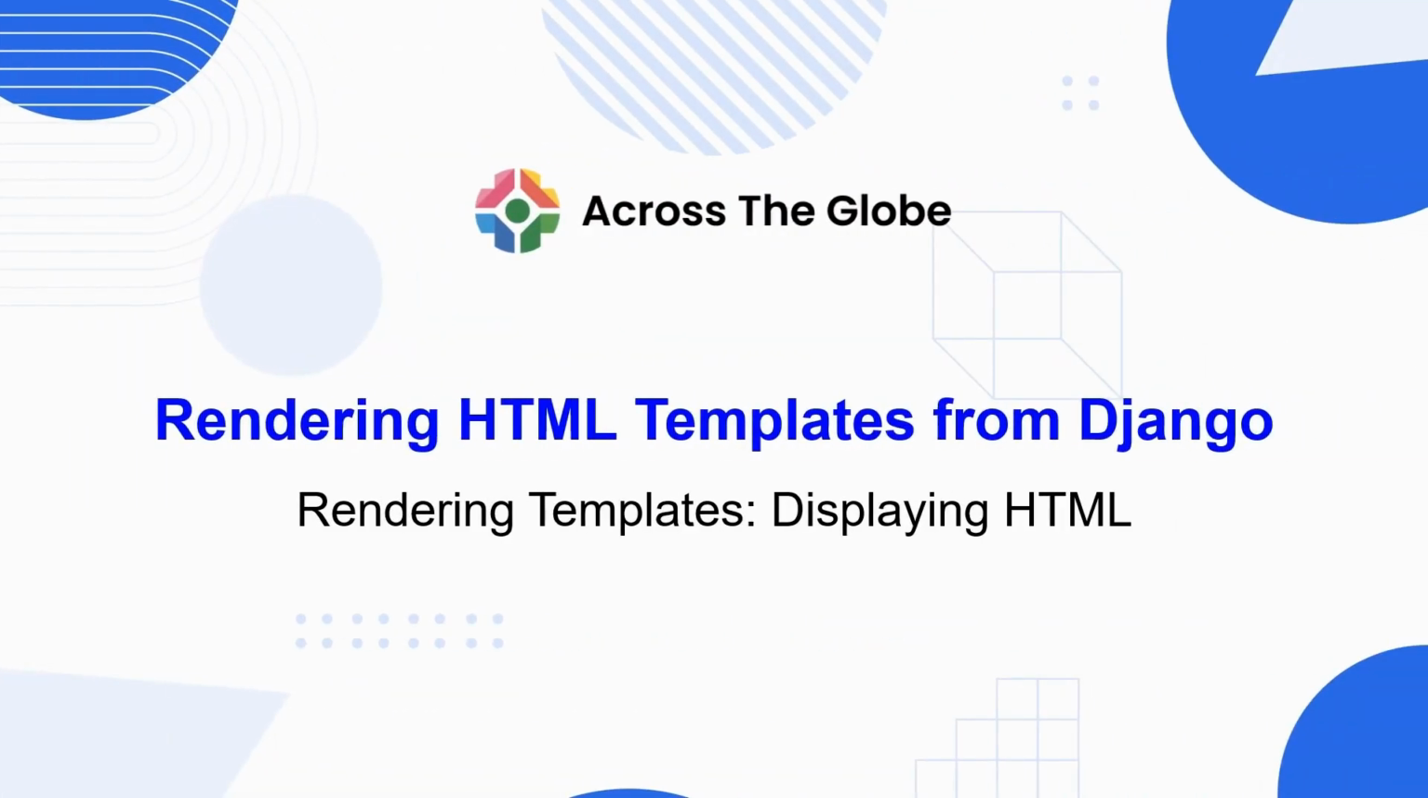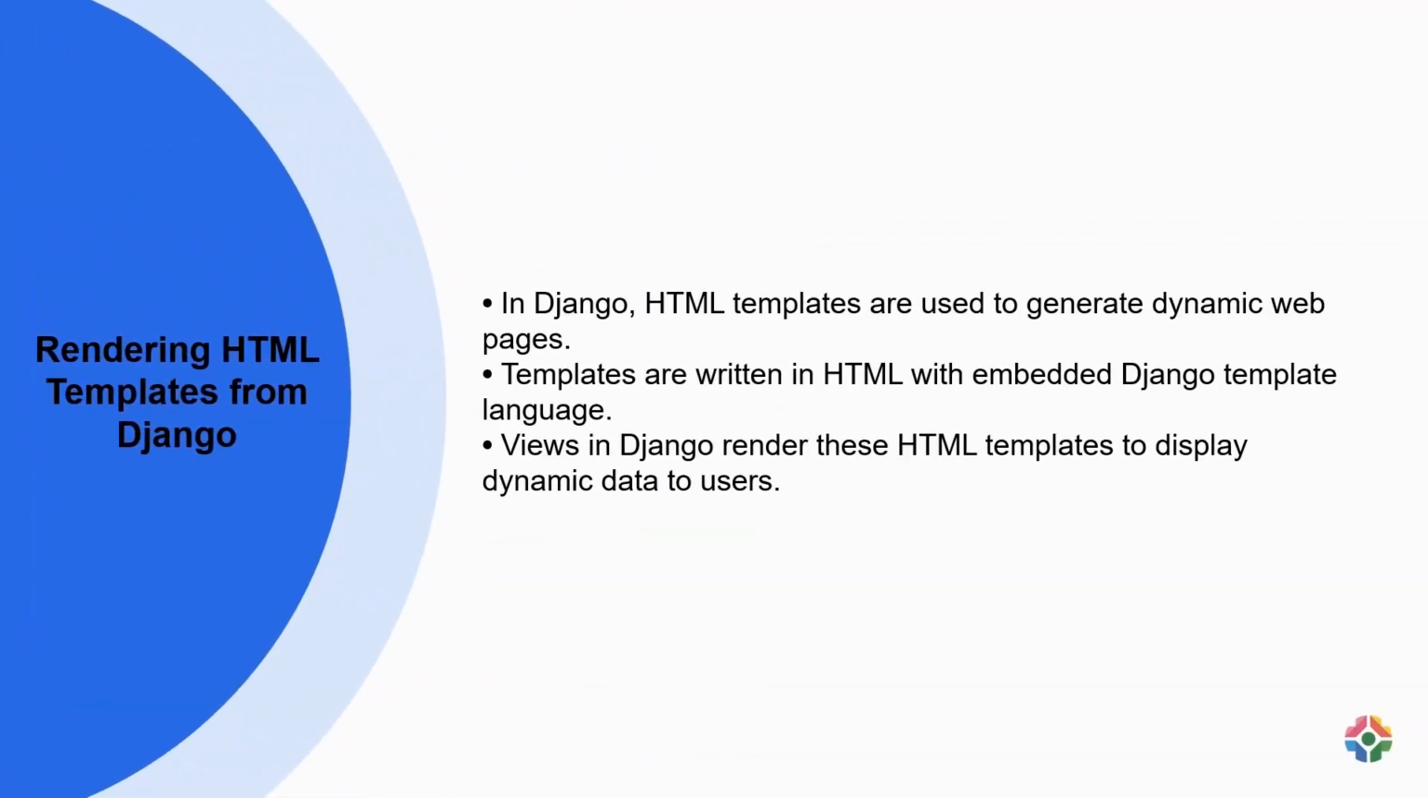Today we will learn about rendering HTML templates from Django. HTML templates in Django are utilized to produce dynamic web pages within web applications. These templates are crafted in HTML with integrated Django template language elements. Views in Django are responsible for rendering these HTML templates to showcase dynamic content to visitors.